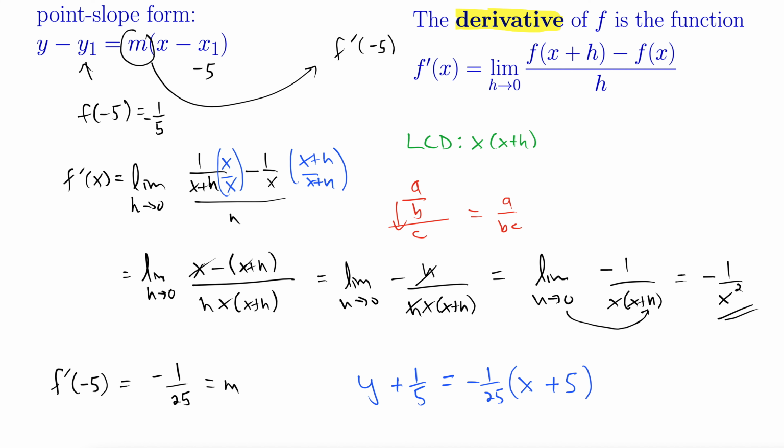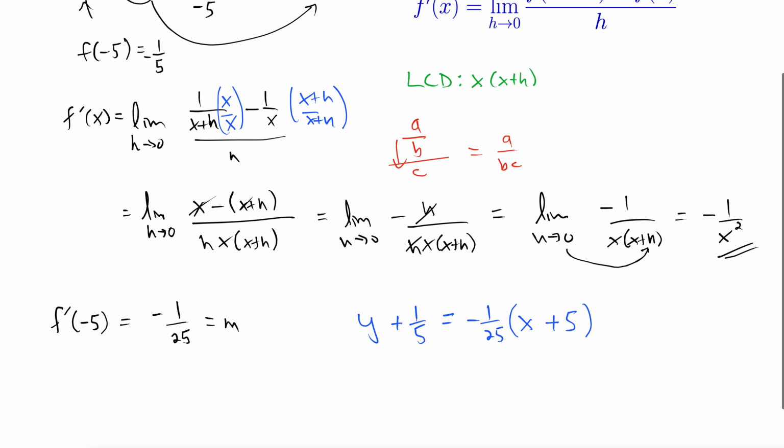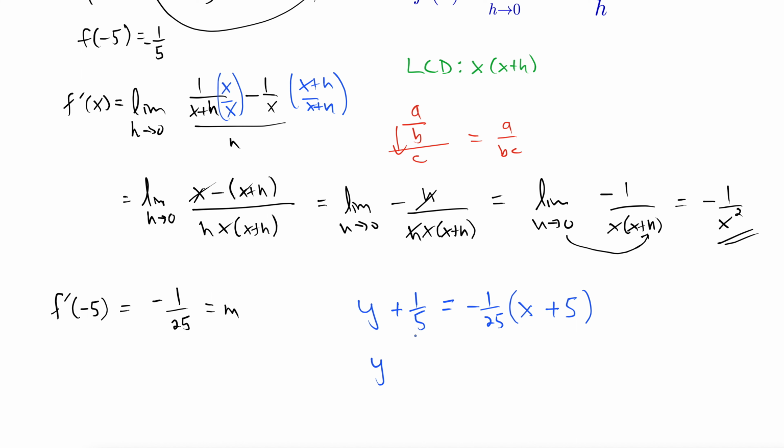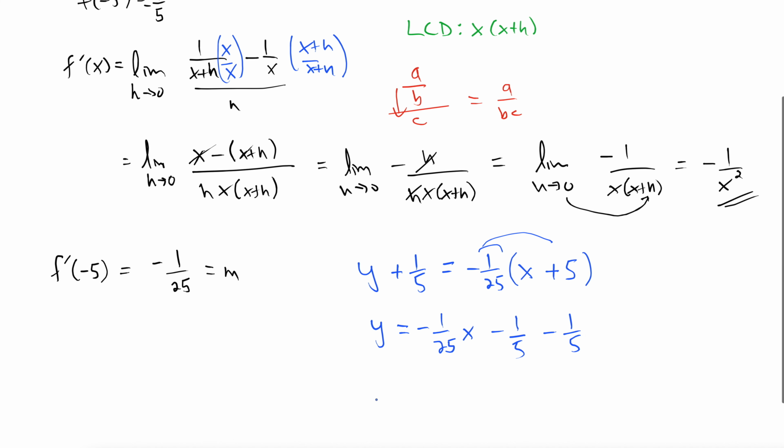And then let's just clean this up so it's in slope-intercept form. Let's see. I'm going to subtract this 1/5 from both sides after I distribute this -1 over 25 through. So -1 over 25 x minus 1/5, and then minus another 1/5. This gives us a final answer, it looks like, of y equals -1/25 x minus 2/5. There we go. That is the equation of our tangent line at the point a equals -5.